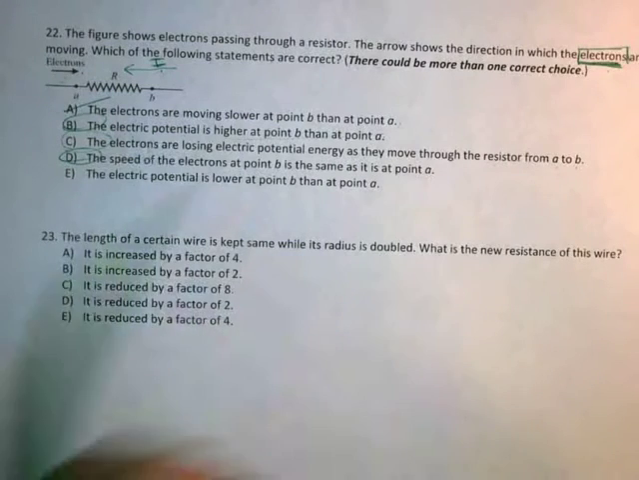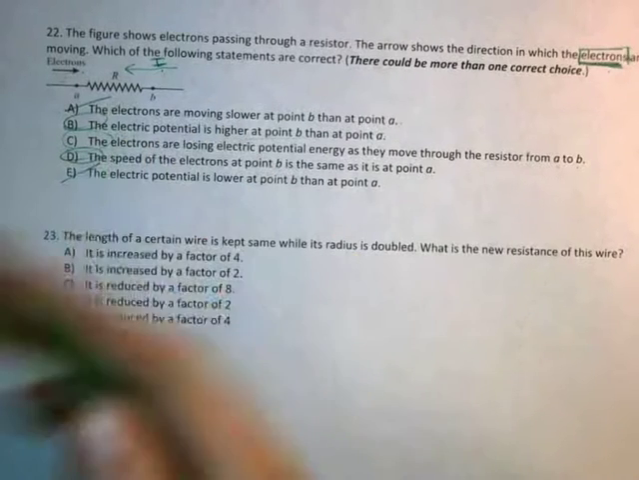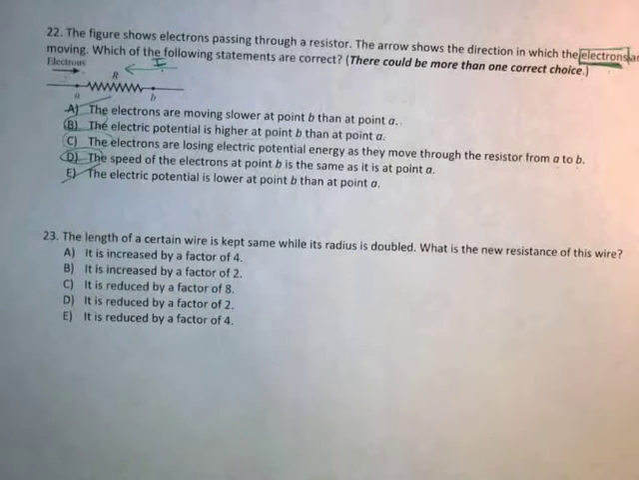And E, potential is lower at B than A. That's the opposite of B. So we already said that B is true, so E can't be true. So B, C, and D are all right there.